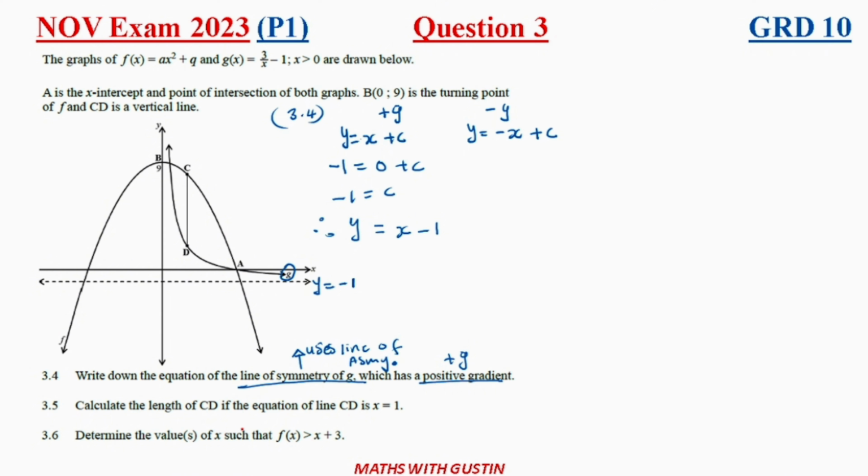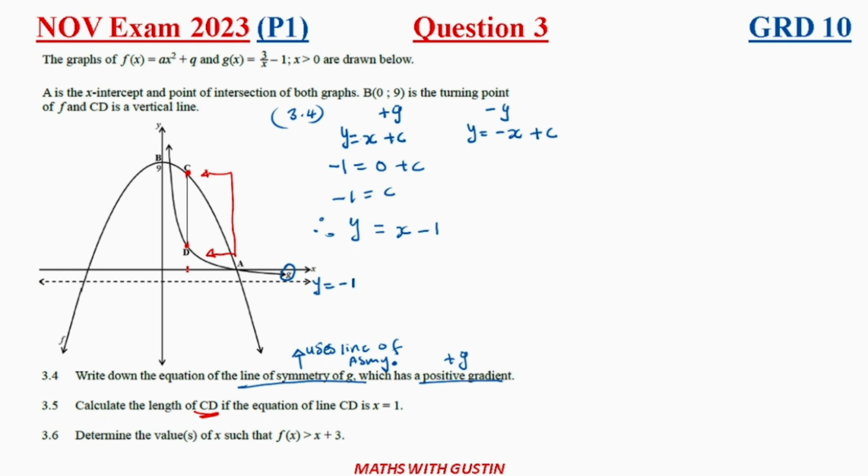3.5 says calculate the length of DC, which is this part here. They're asking us to calculate this part here, from these two points, D and C. And then the equation of CD is x equals 1.